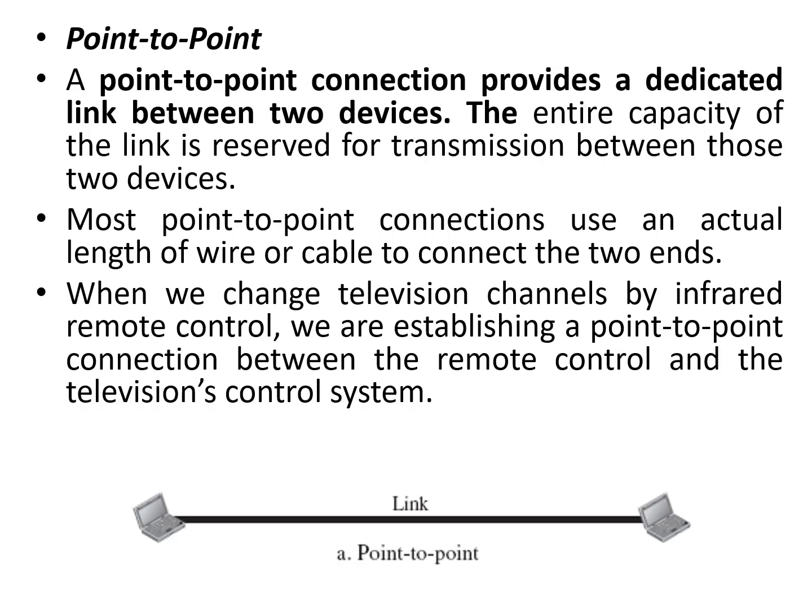Let us discuss point-to-point connection. A point-to-point connection provides a dedicated link between two devices. In this connection, the entire capacity of the link is shared between those two devices only. Most point-to-point connections use an actual length of wire or cable to connect the two ends of the devices. Whenever we change television channels by infrared remote control, we are establishing a point-to-point connection between the remote control and the television system, an example where a dedicated link is established between the two ends.